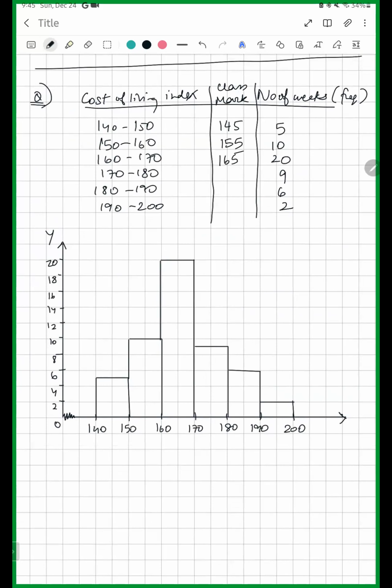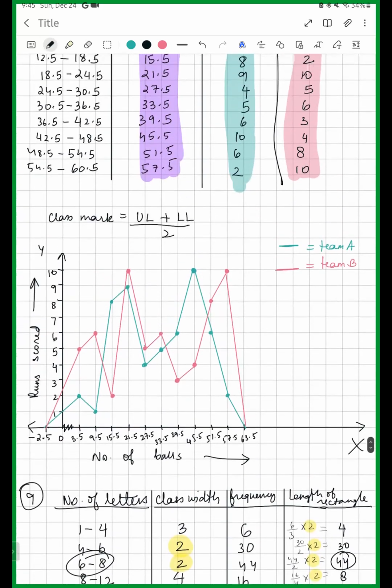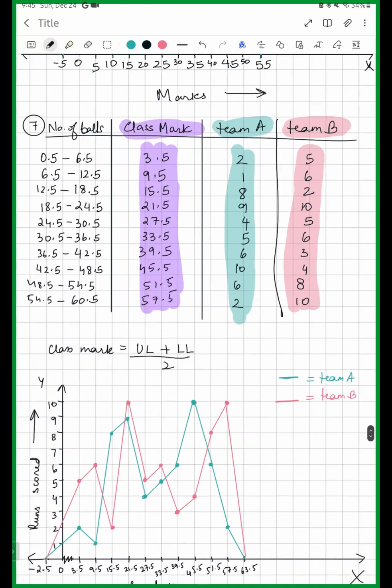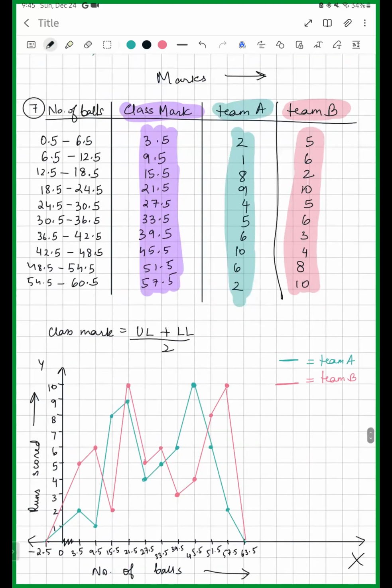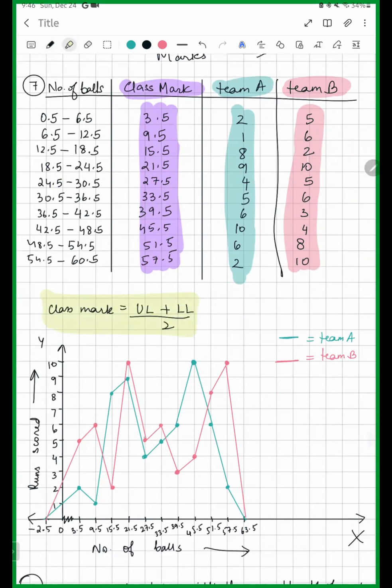And I even told you the formula for class mark. Here we're not applying the formula because it's obvious in front of our eyes that between 140 and 150 there's 145 only. But in case you have some complicated numbers, we have the class mark formula, which is upper limit plus lower limit divided by 2. Basically the average of the upper limit and lower limit.